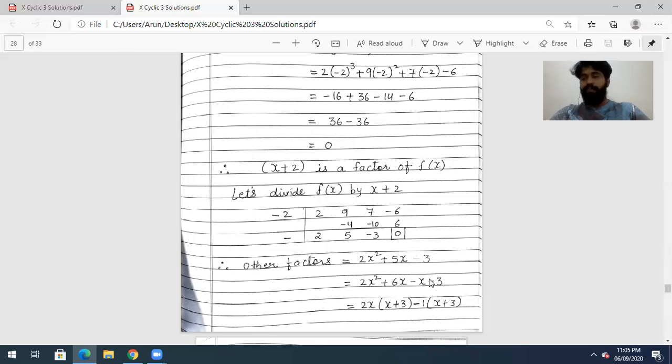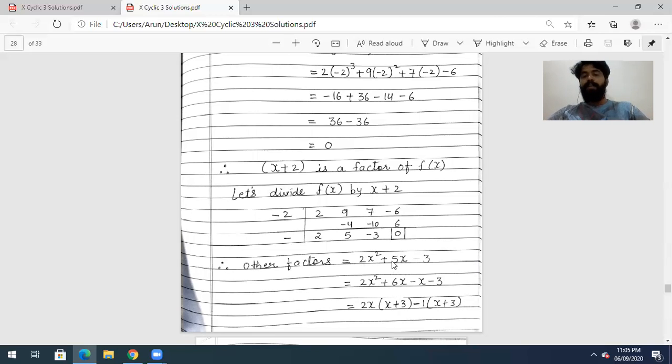Now we will use splitting the middle term. Product would be 2 into minus 3, which is minus 6, and the sum has to be 5. So two numbers whose product is minus 6 and the sum is 5, those are 6 and minus 1.